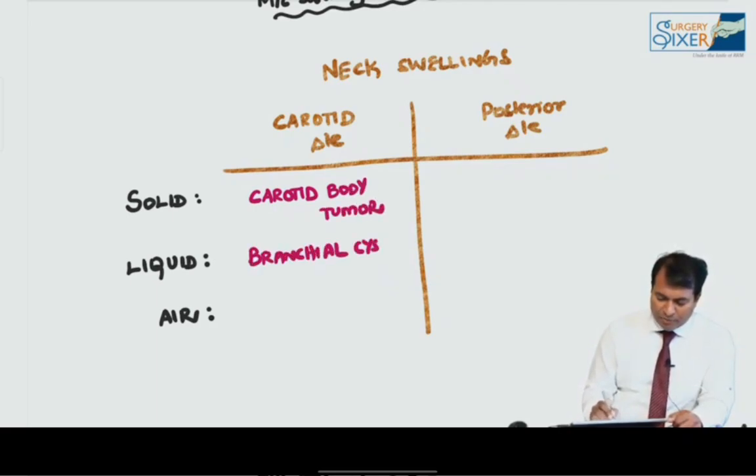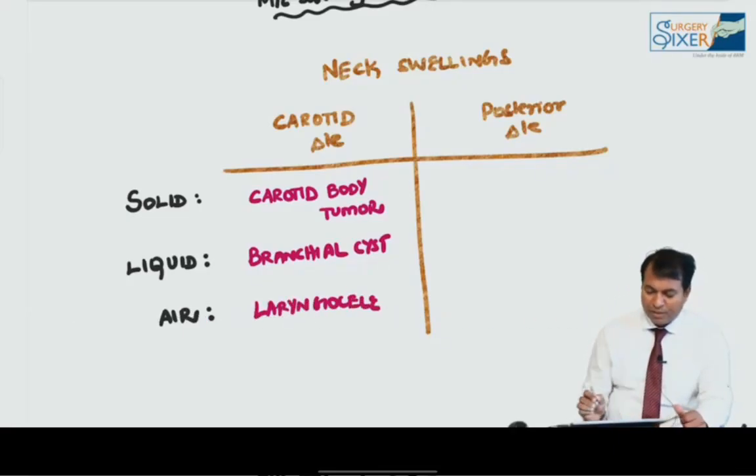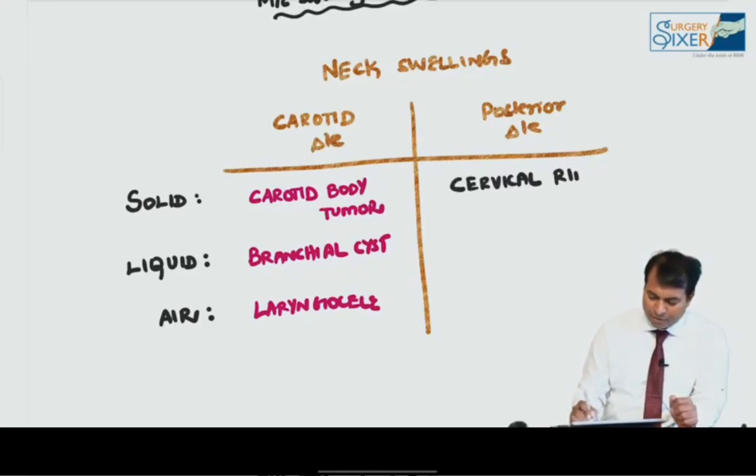In the carotid triangle, a liquid filled swelling is a branchial cyst. An air filled swelling in the carotid triangle is what? It is filled with air, that is laryngocele. In the posterior triangle, the solid swelling you get is a cervical rib. A liquid filled swelling is a cystic hygroma.